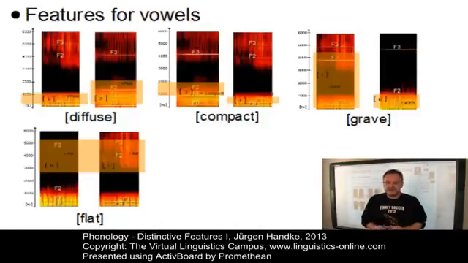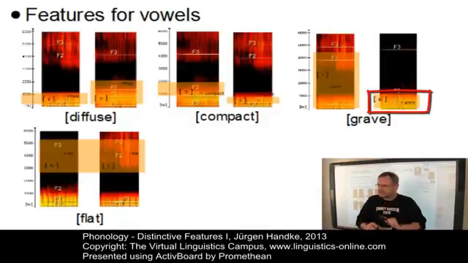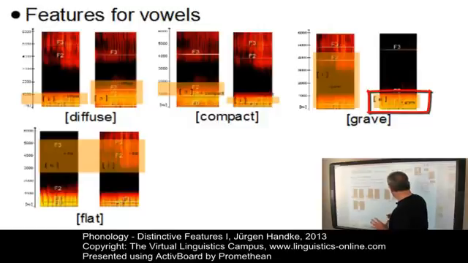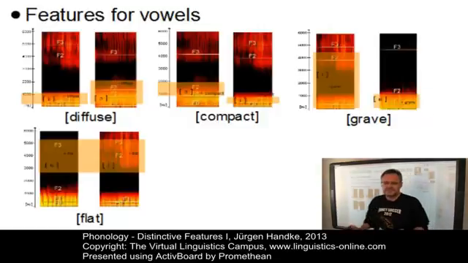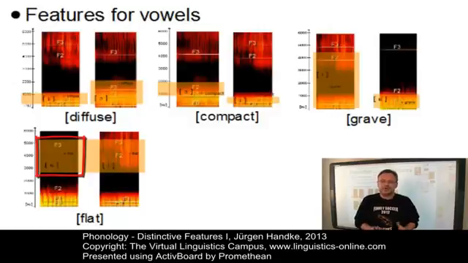The feature grave relates to all segments whose energy concentration can primarily be found in a narrow region of the lower frequencies of the frequency spectrum. This defines all back vowels as plus grave. And the feature flat down here relates to all segments with weak or low energy concentration in the upper regions of the frequency spectrum. This defines most back vowels as plus flat.